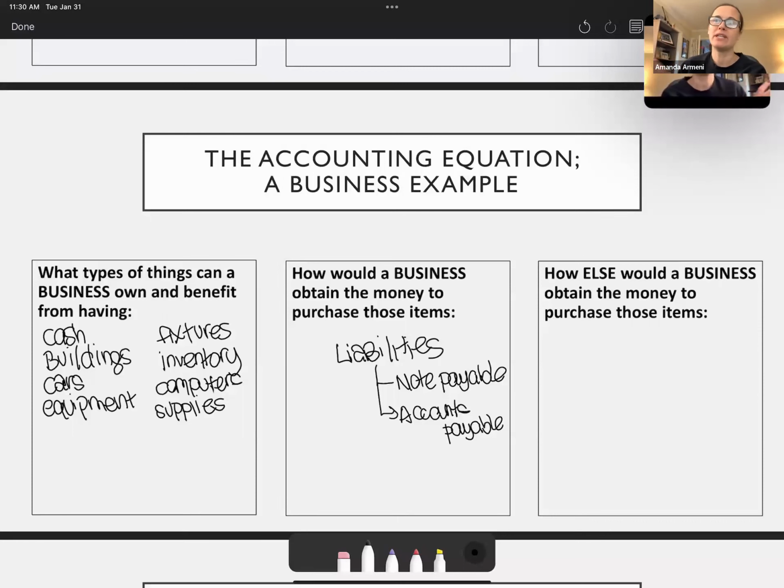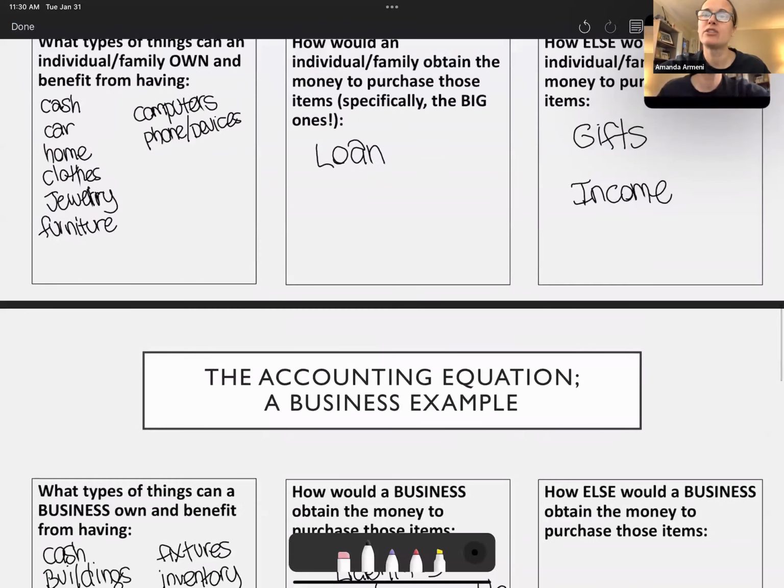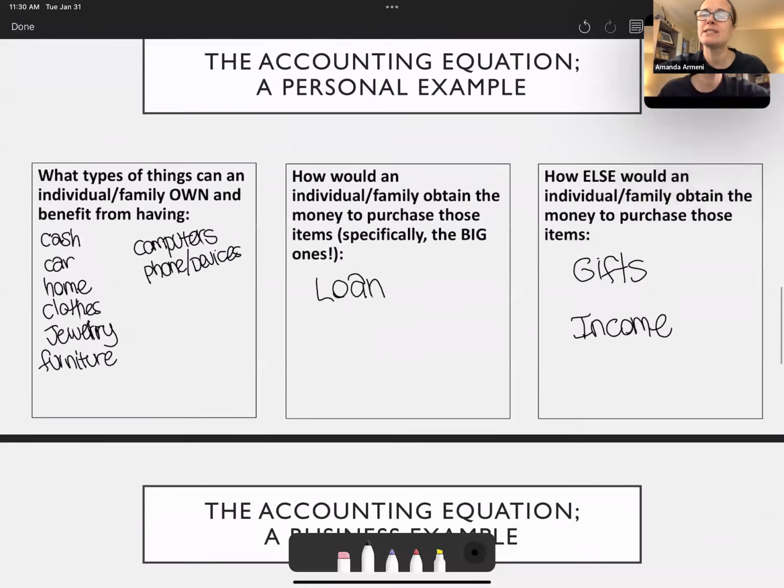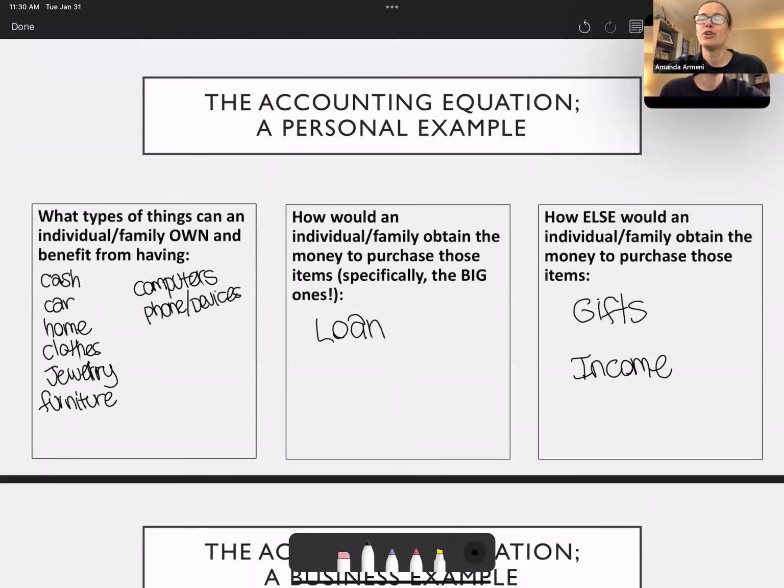We owe somebody money, liabilities. So that's the middle box. Now, the next box, and again, remember, those liabilities relate back to the loan from the personal example. So let's think about how else a company could obtain the money to purchase the items from the first box.